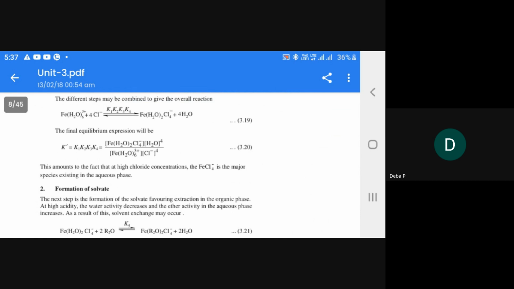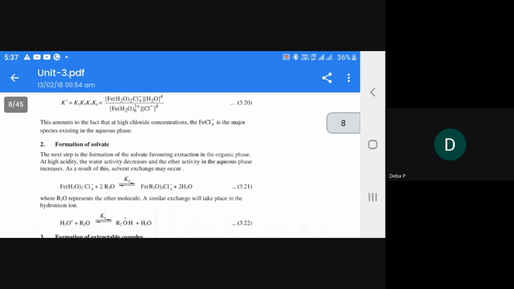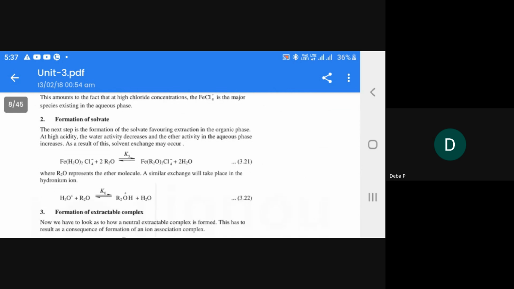In the second step, the formation of solvate takes place. In this step, it favors extraction in the organic phase. At high acidity, the water activity decreases and the ether activity in the aqueous phase increases. As a result of this, solvent exchange may occur. So when the pH decreases at high acidity, the water activity will decrease and the ether activity in the aqueous phase will increase.